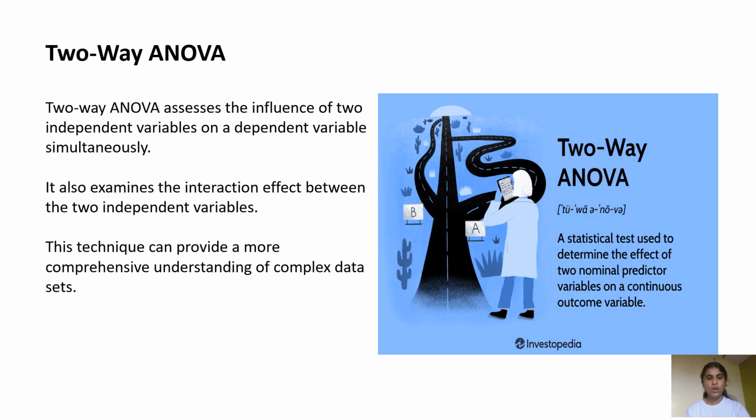Two-way ANOVA. Two-way ANOVA assesses the influence of two independent variables on a dependent variable simultaneously. It also examines the interaction between the two independent variables. This technique can provide a more comprehensive understanding of complex data sets.